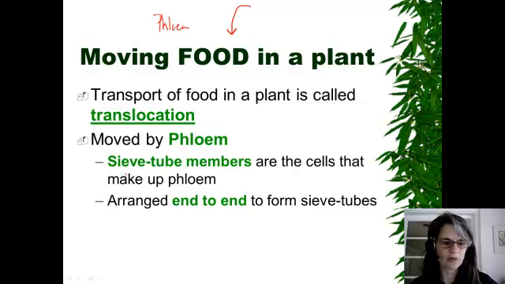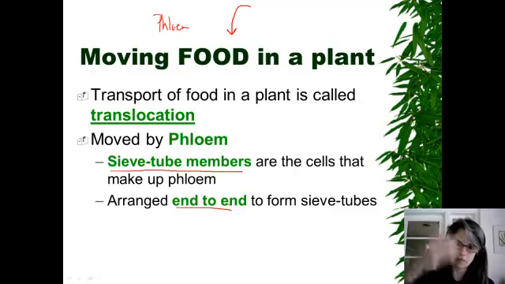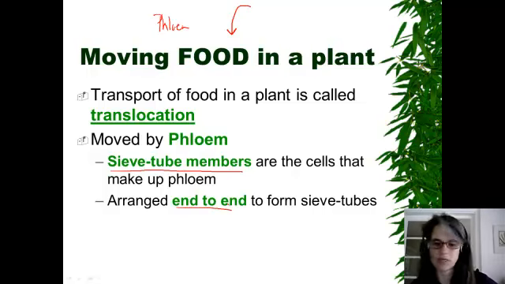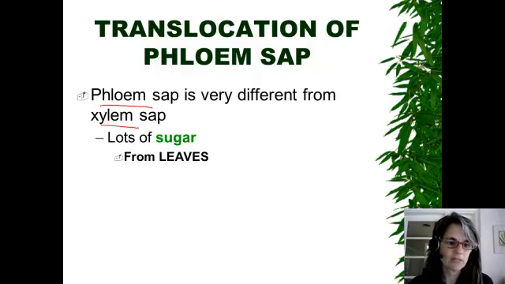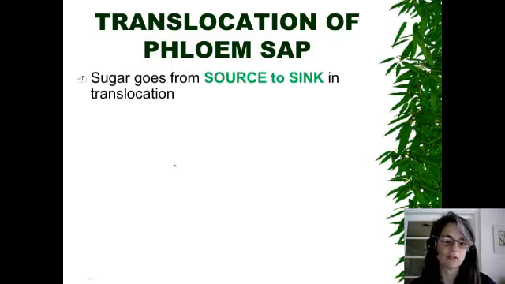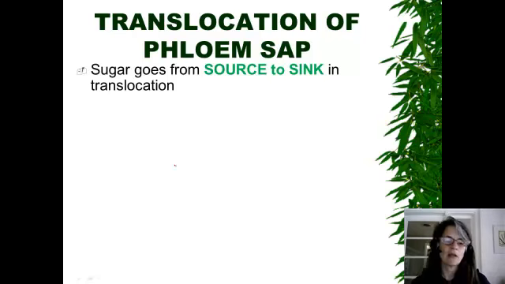Sieve tube members are the actual phloem cells. They are lined up end to end, much like pipes would be connected from end to end. Phloem sap and xylem sap. Saps are liquids in a tree. Phloem sap is different from xylem sap because there's lots of sugar, because it's coming from the leaves where the sugar is made in photosynthesis, and we want to store that sugar somewhere.